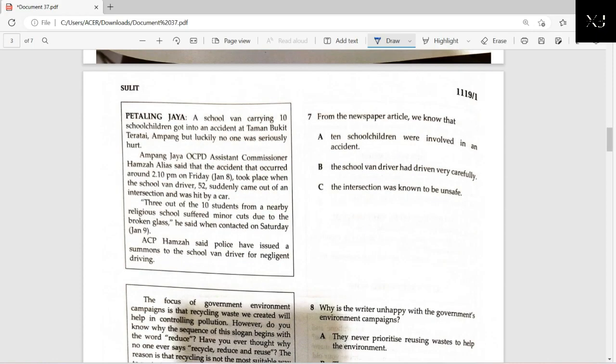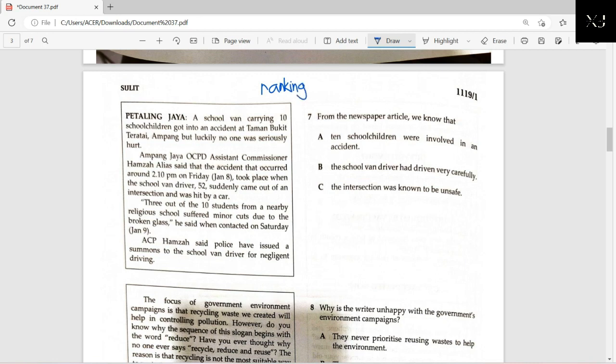Petaling Jaya. This is a short newspaper article. That's why you see they reported the location at the beginning. A school van carrying 10 school children got into an accident at Taman Bukit Teratai, Ampang. But luckily, no one was seriously hurt. Okay, great. No one was seriously injured. Ampang Jaya OCPD Assistant Commissioner. So this is a type of policeman with a ranking. Okay, different ranking.